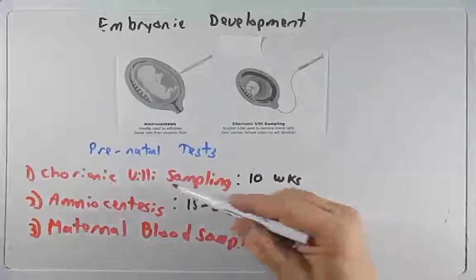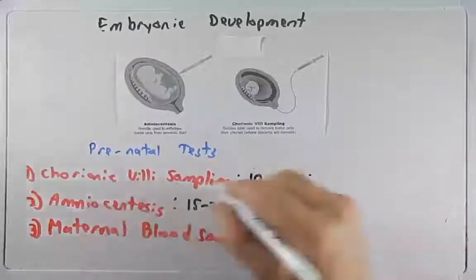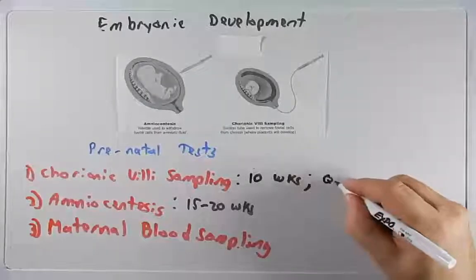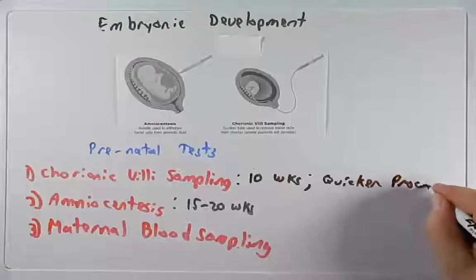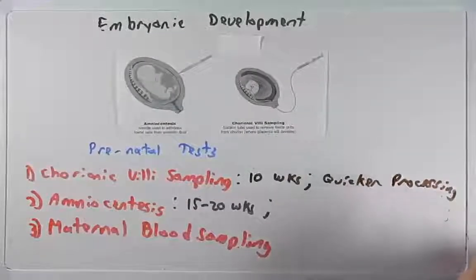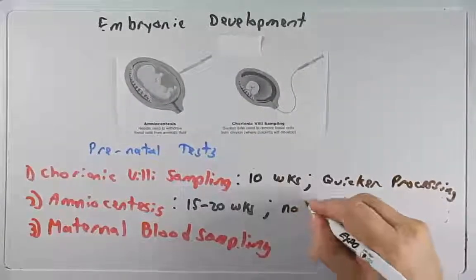So an advantage of chorionic villi sampling is that you can do it sooner. Another advantage of chorionic villi sampling is that it is quicker to process the cells. So I'm going to put quicker processing. With amniocentesis, you process the cells in a similar way, but it takes a little longer. So it's not as fast, and you have to wait longer.